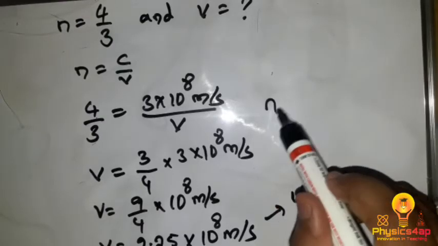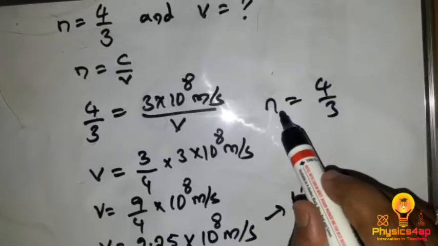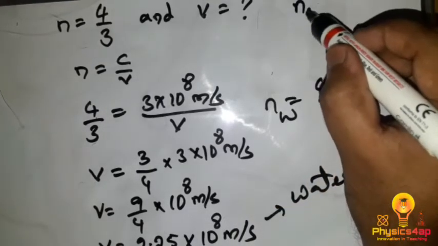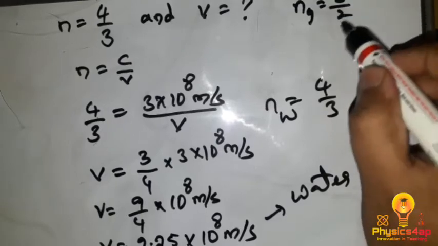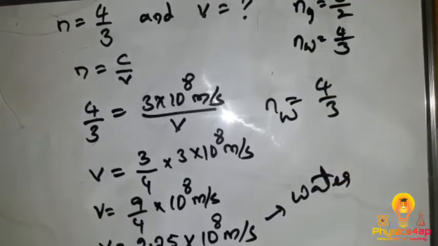That means the refractive index which we have, n equals 4 by 3, is the refractive index of the water over here. Previously we had the refractive index of the glass, that is 3 by 2, and now we have the refractive index of water, that is 4 by 3.